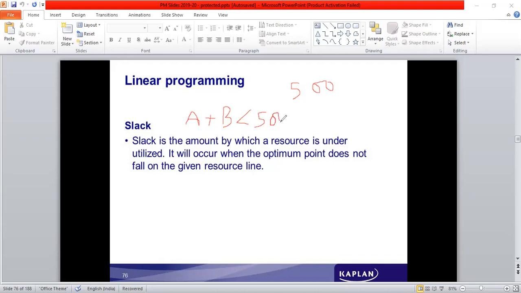Underutilization is slack. Let's say they require only 400. See, they have to maximize their profit by using all the available resources. As it is in the first place, it is not abundantly available. Some number of hours or units of the resources mentioned. So they have to utilize all of them. So that's the concept. But they are not even using all of them.